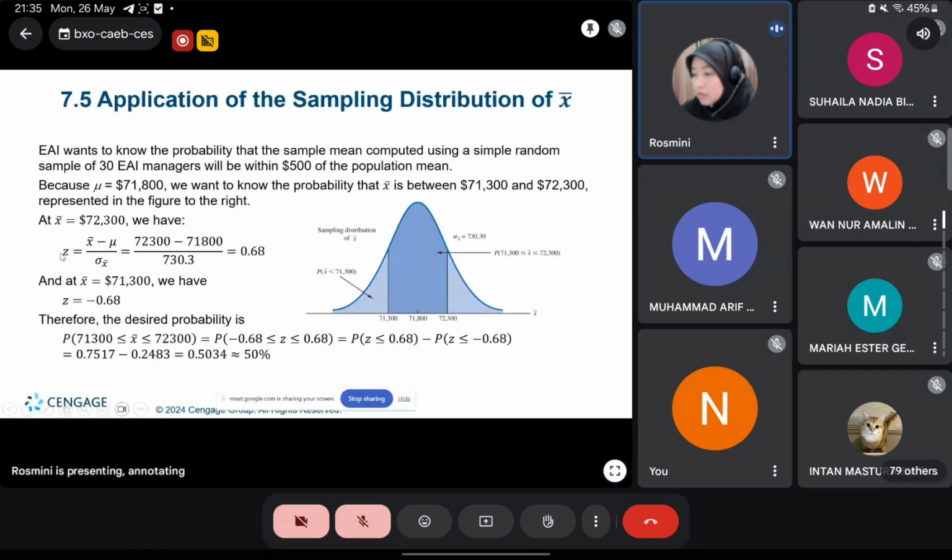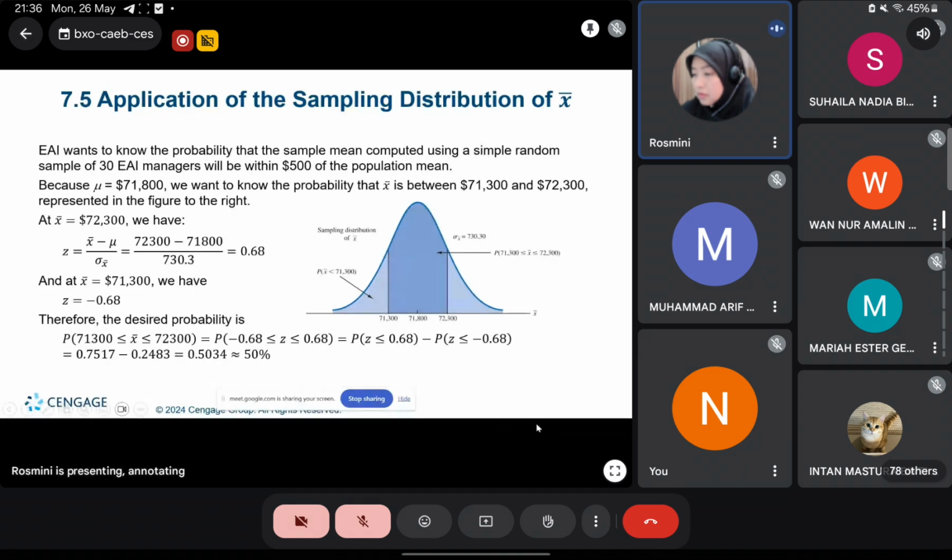So we are going to use our Z-score formula. You will have 72,000 minus 71,800 divided by this, and then you also have 72,300 minus 71,800, and 71,300 minus 71,800 divided by 730.3. What you will get is that you have to find Z between 0.68 and Z negative 0.68.